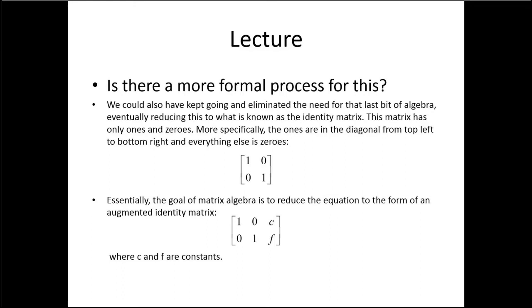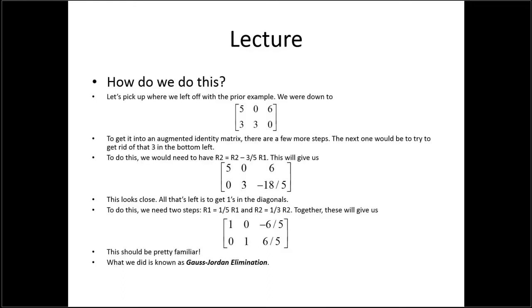So if you look at that example at the bottom of the page, the solution would be x equals c, y equals f. That's all you need to do. Again, a little easier said than done, but once you get it in that form, it's a beautiful thing. Okay, so with the last example, let's pick up where we left off there. We had 5, 0, 6 and 3, 3, 0.